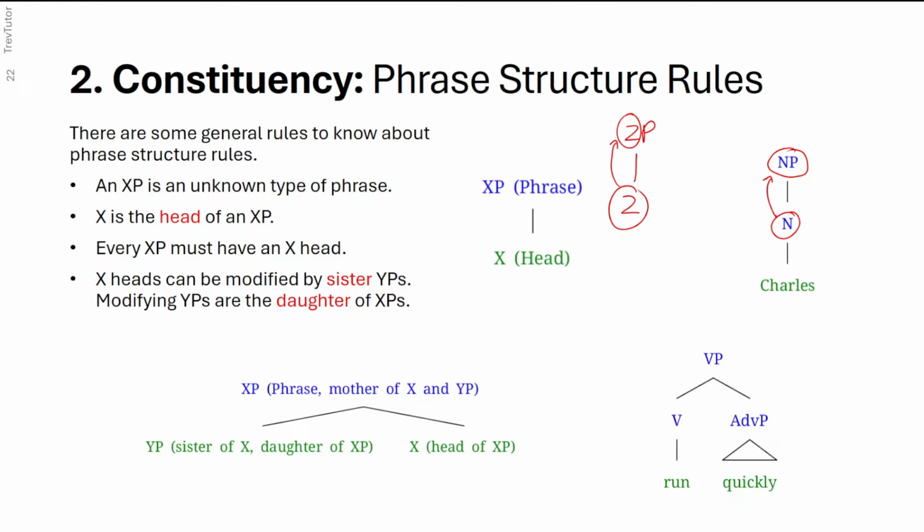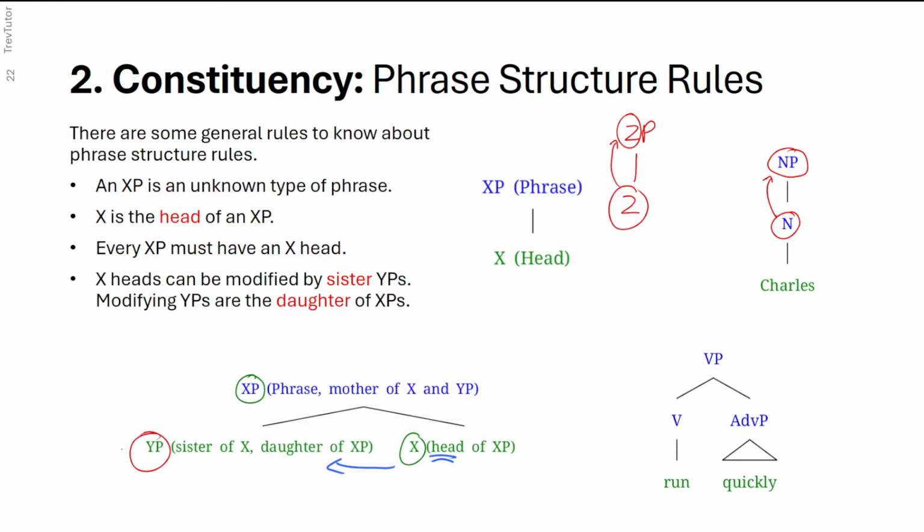Now, we can use phrases to modify other phrases, and usually when we have modifiers, they're in a sister relationship. So in this general example, we have an XP, which means that we need to have an X. This is going to be the head of the XP, but it might have sisters. In other words, what is beside the X? This might be another type of phrase, one that modifies our head.